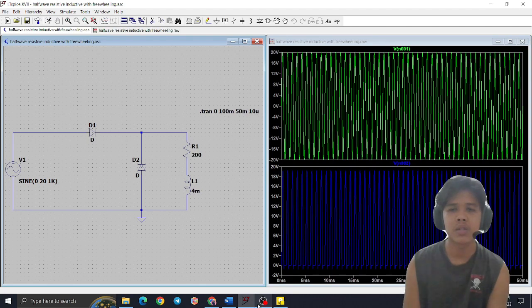So as you can see from the output waveform, it has a little bit of small waveform at the bottom because of the inductive load that keeps storing energy, and it will keep discharging bit by bit. That's why we can see a small tiny waveform at the bottom. So that's it about the half-wave resistive inductive with freewheeling.